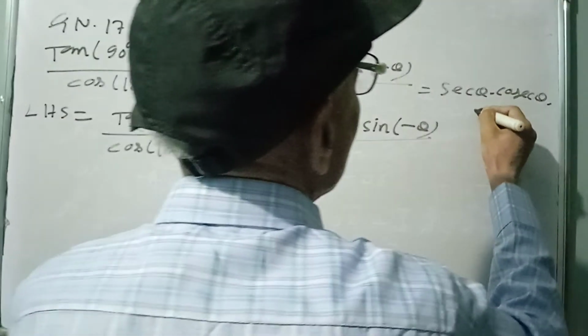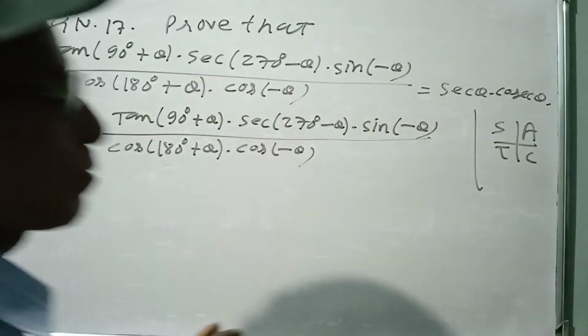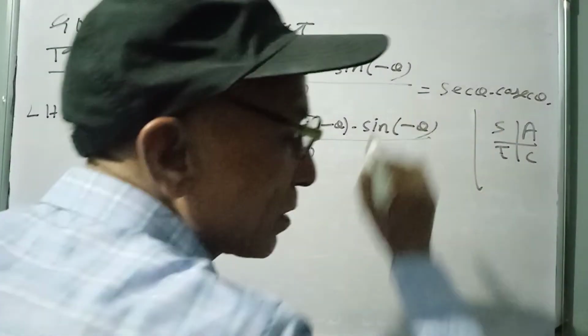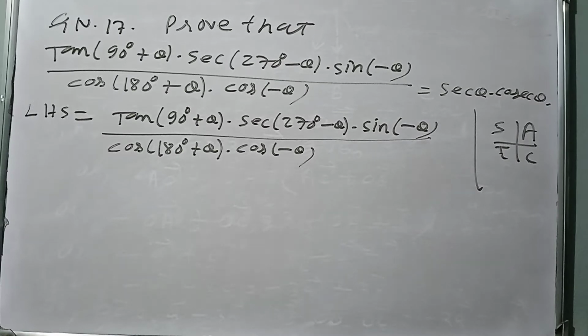First let me see. First quadrant all positive, second quadrant sin and cosec positive, third quadrant tan and cot, and fourth quadrant cos and sec positive.